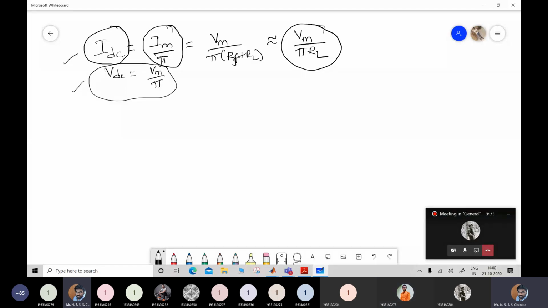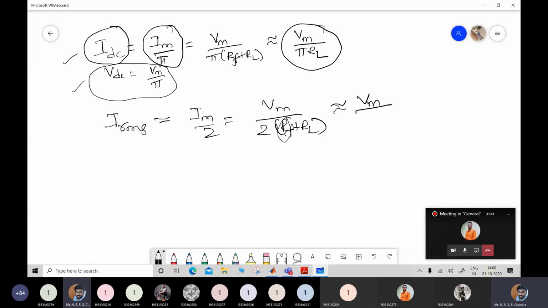And then we also found the IRMS. What's the IRMS value you obtained in the last class? Im by 2, sir. Im by 2, which is equal to Vm by 2 into RF plus RL. If you neglect the forward resistance of the diode, you can consider it to be Vm by 2R. This is your RMS value.